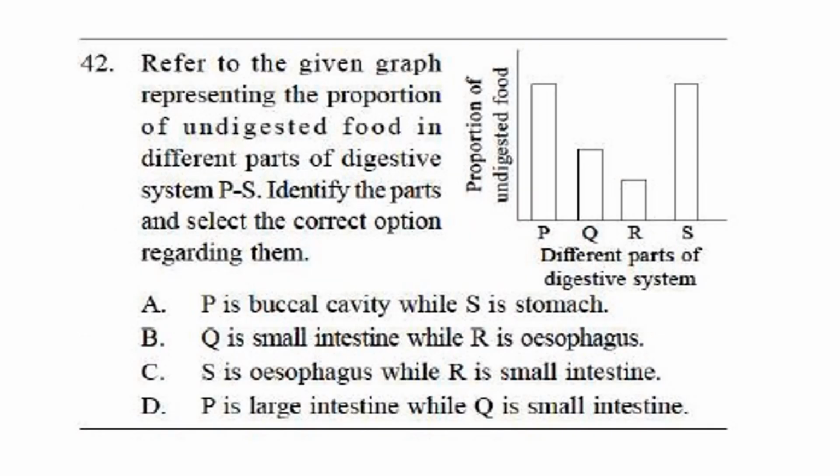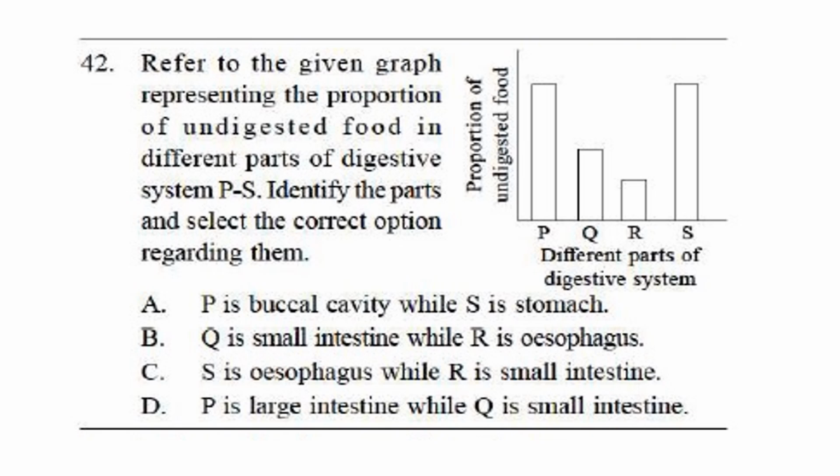Question number 42. Refer to the given graph representing the proportion of undigested food in different parts of digestive system P to S. Identify the parts and select the correct option regarding them. Option A, P is buccal cavity while S is stomach. B, Q is small intestine while R is esophagus. Option C, S is esophagus while R is small intestine. Option D, P is large intestine while Q is small intestine.